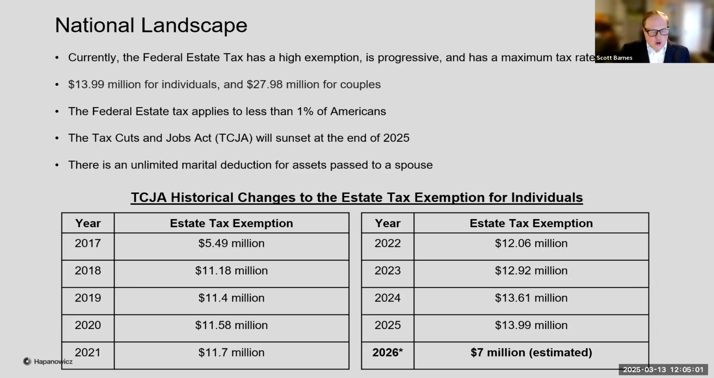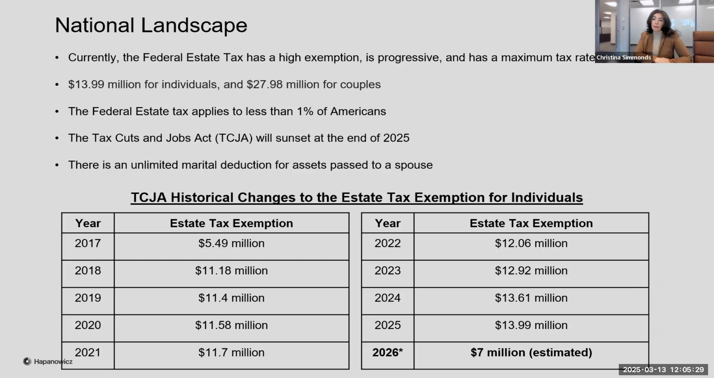These current limits that we're currently seeing right now were put in place via the Tax Cuts and Jobs Act of 2017. That act effectively doubled the exemption amount of 2010 and has adjusted them for inflation each year since. The act is set to sunset at the end of this year. And if Congress does not pass new legislation, the exemption amount will be cut in half to around 7 million for individuals and 14 million for couples.